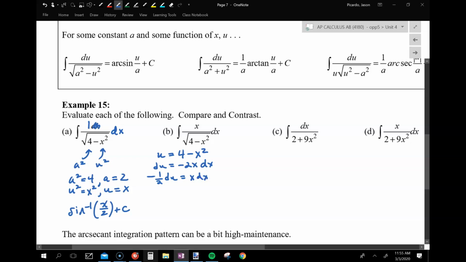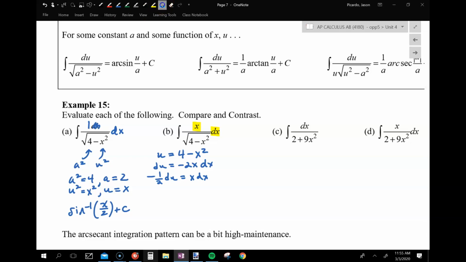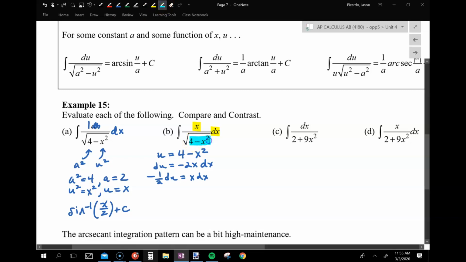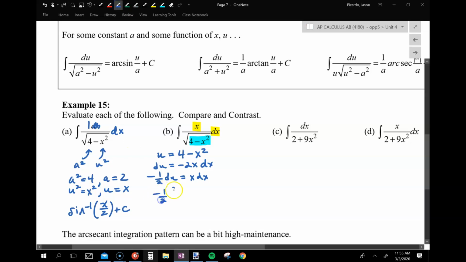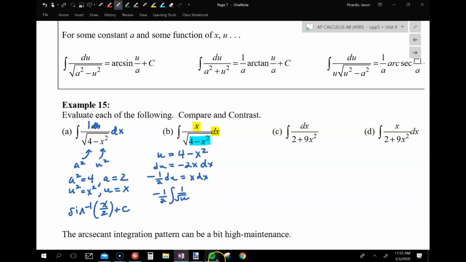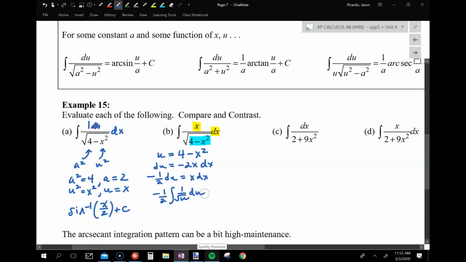And so there's my derivative. So there's my x dx, right? And there's my u. So if I'm going to rewrite this, how am I going to rewrite it? It's negative a half of the integral of 1 over radical u du.